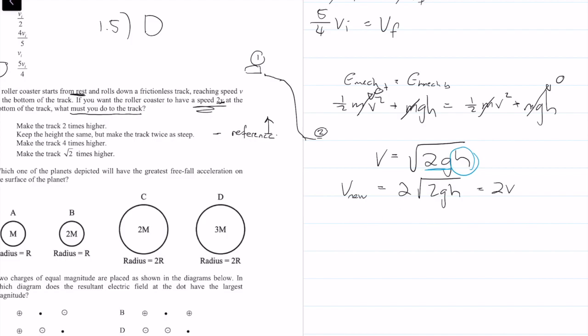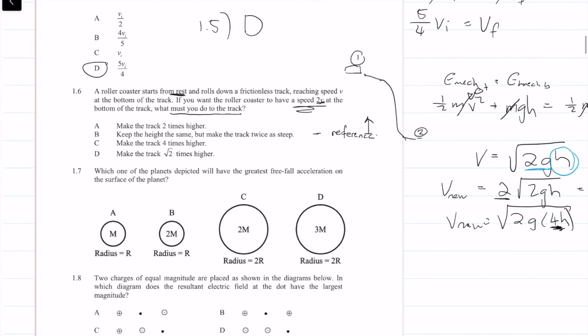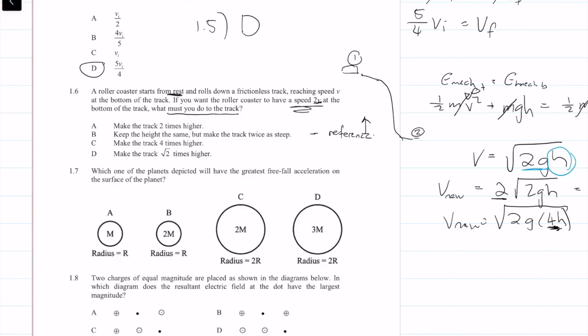Maybe I should actually do it like this: 2g times 4h. Then the square root of 4 becomes this 2 over here. So I have to multiply the height by 4. So is that an option? Make the track 4 times higher, option C. So question 1.6 is option C.